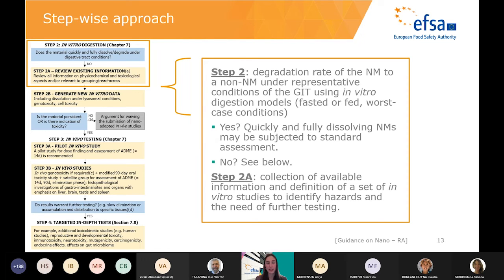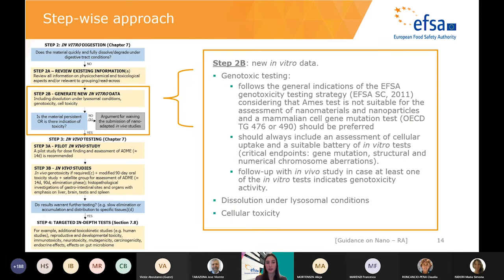The following step, step 2A, review of existing information, consists of the collection of available information and definition of a set of in vitro studies to identify hazards and the eventual need for further testing. Continuing with the flowchart, the following step consists in the generation of new in vitro data. Specifically, this data should refer to genotoxicity testing, dissolution under lysosomal conditions, and cellular toxicity.